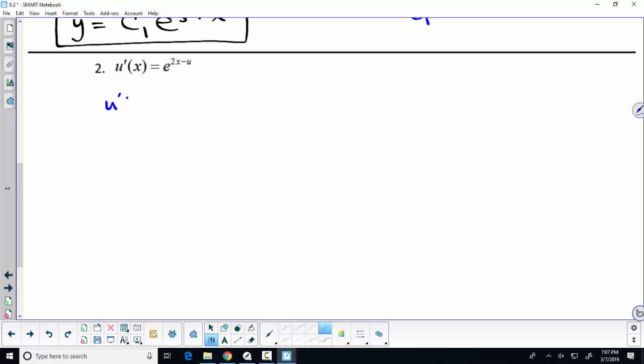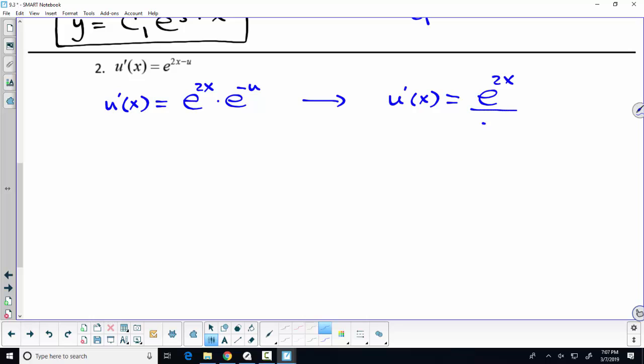Well, what if we wrote u prime of x as e to the 2x times e to the negative u? In other words, u prime of x is e to the 2x over e to the u. Can we separate that? Oh, I see. Yeah, you can separate, the e to the u multiplies both sides. So then we have e to the u times u prime of x equals e to the 2x.